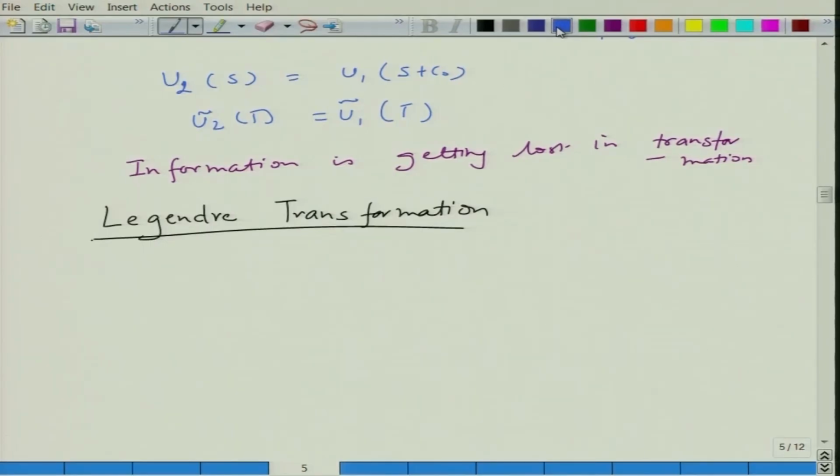Okay. So, the idea behind this is, let us consider a function y as a function of x, and this is, let us say, the curve. What we are trying to do is define the slope at different points. Okay. So, we have now, let us say, P1, P2, P3, which are slopes, and the corresponding intercept would be phi.